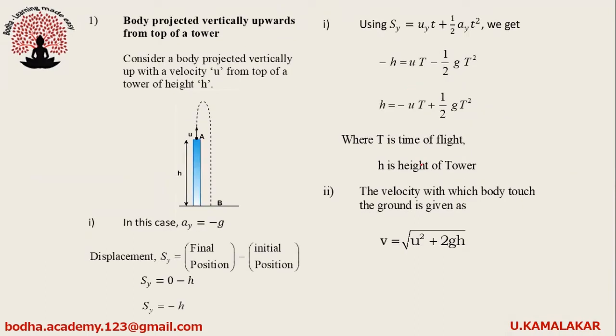Now consider a body projected vertically up with a velocity u from top of a tower of height h. In this case, vertical acceleration is equal to minus g and vertical displacement sy is equal to minus h. Hence, the height of tower is given as h = minus ut plus half gt square, where t is time of flight. The velocity with which body touches the ground is given as v = square root of u square plus 2gh.